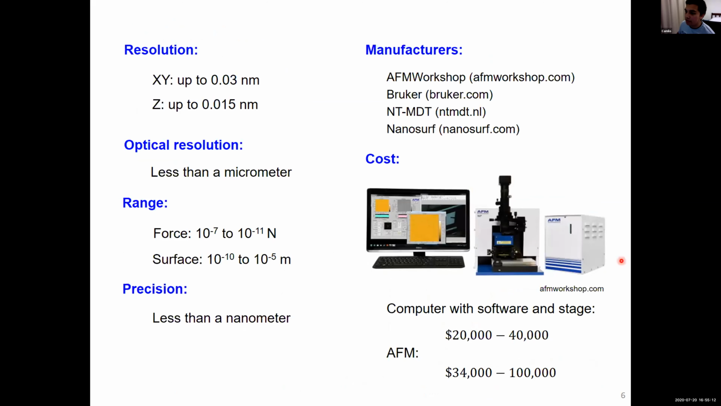So in general numbers, we have that the resolution in X, Y, and Z direction is less than 1 nanometer. In some cases, this device may include a camera, so the resolution of the camera may go lower than a micrometer. Here we have the range for the force on the surface, and the precision will be a function of the state of the tip. Here's the list of some manufacturers, and in general, the cost will range between 20 to 40,000 US dollars, where we want to get the computer with the software on the stage, and the AFM tips vary between 34 to 100 US dollars.